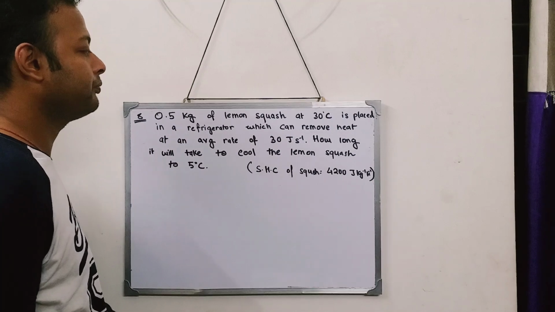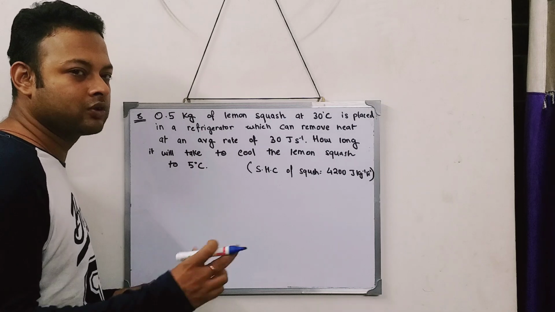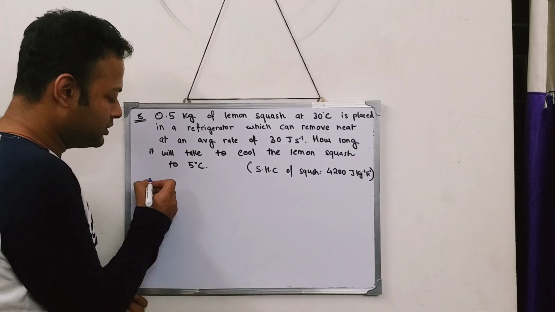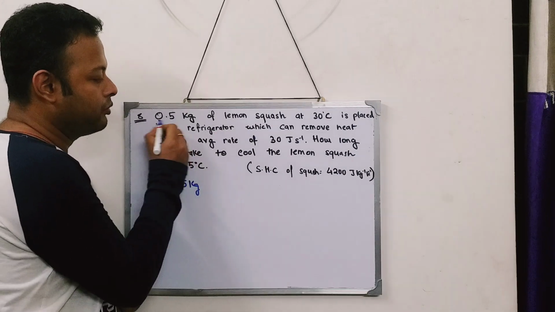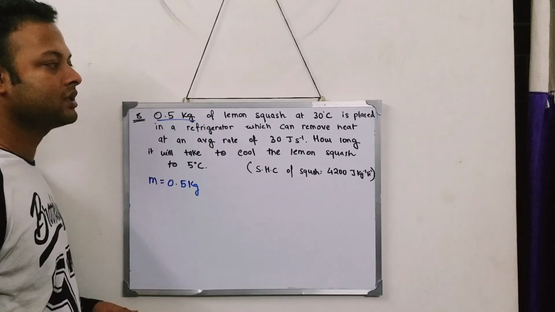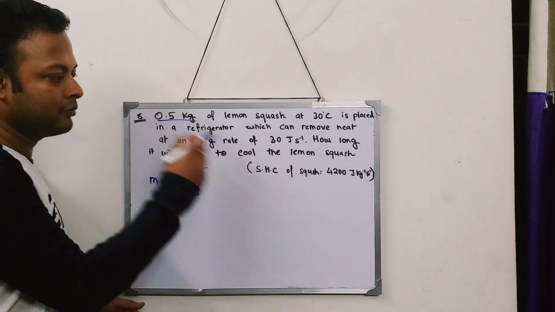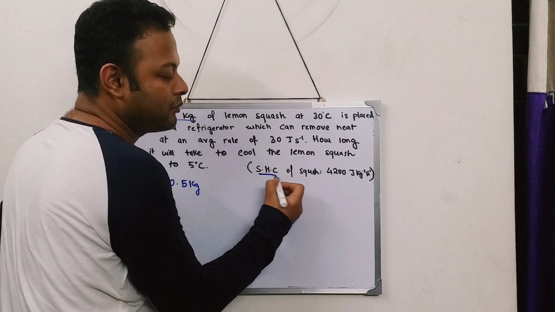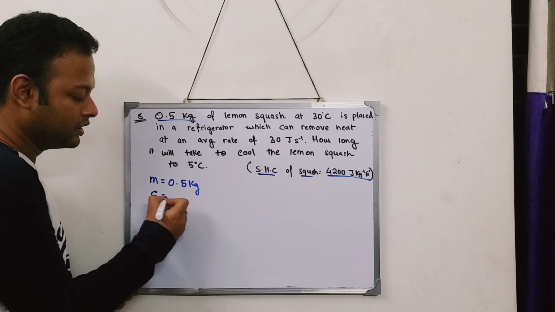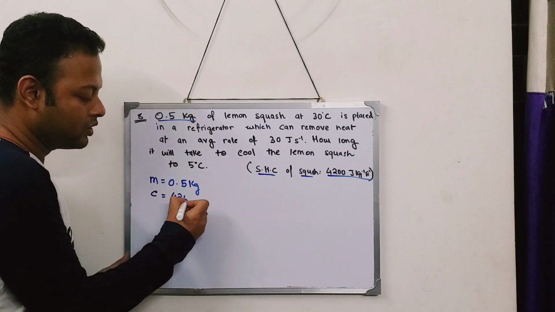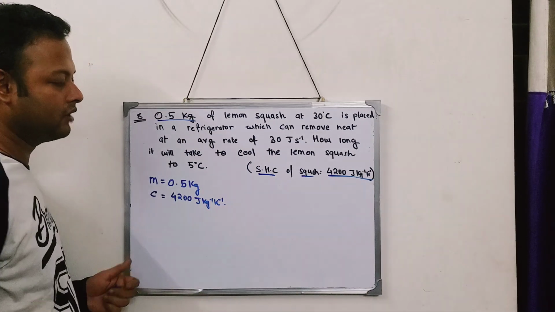Now coming to this sum, a lemon squash means what? Lemon squash means lemon juice only. It has a mass of 0.5 kg as given in the question. 0.5 kg of lemon squash is placed at 30 degrees centigrade. Now, the specific heat capacity of the squash is given. So specific capacity, C, is given as 4,200 joule per kg per Kelvin. This is the value of C given.